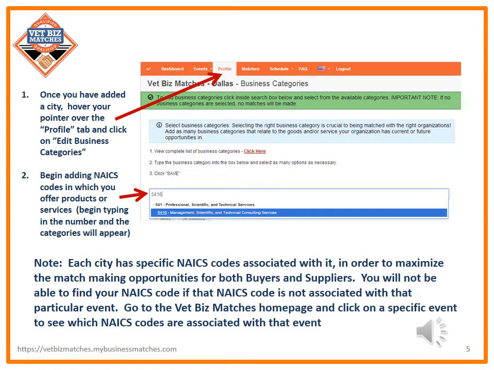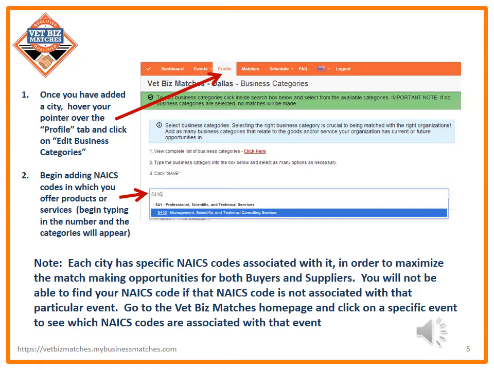Now this process will have to be repeated for every single city for which you are intending to register. So as this example is the Vet Biz Matches event that is happening in Dallas. So once you have selected Dallas, let's say, as your first city, you now have to indicate the NAICS code for the product or service that you offer. If you already know what your NAICS codes are, you can simply begin typing those NAICS codes in and then pick them off of the drop-down menu.